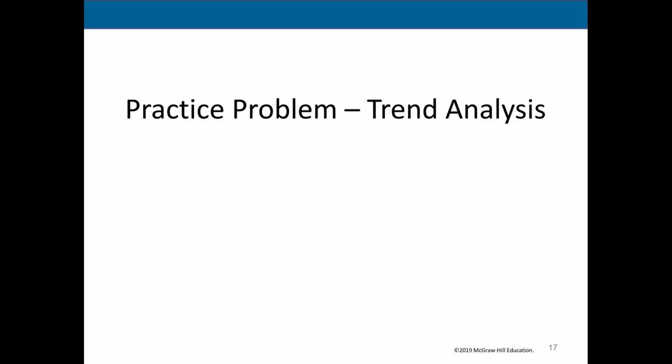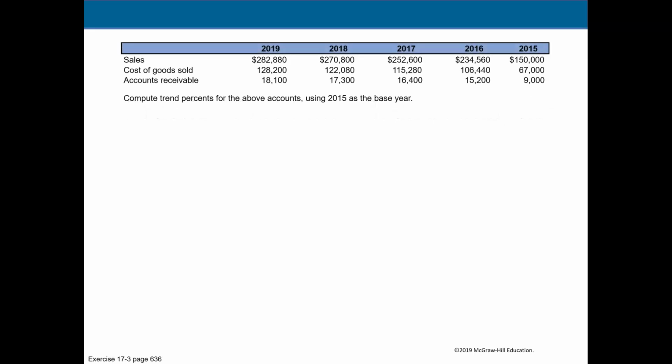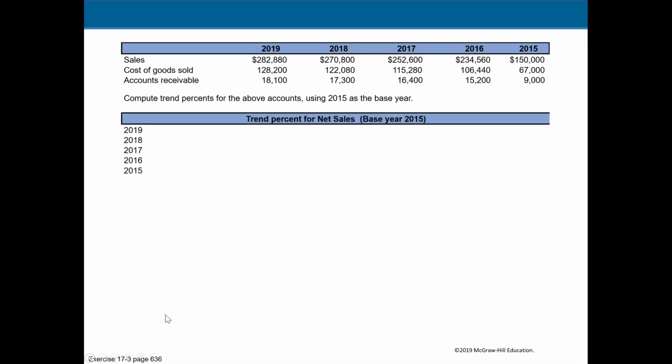Okay, let's do an example of trend analysis. We're going to look at 5 years, the year 2015 to 2019, and we will look at sales, cost of goods sold, and accounts receivable. Okay, so let's start with sales. Yes, we're going to look at net sales, and the base year, remember, is 2015.